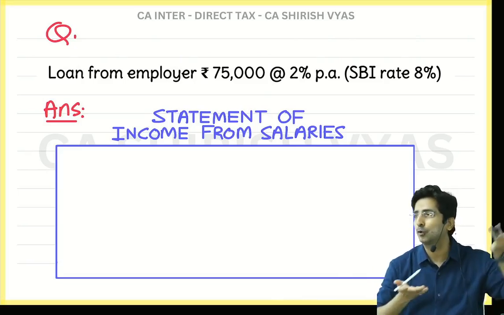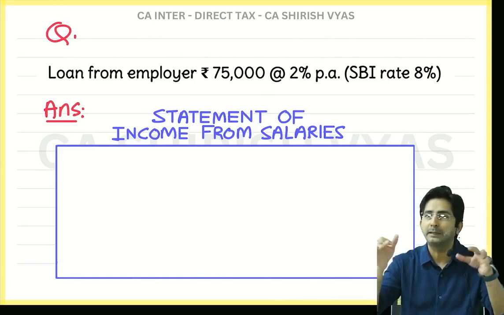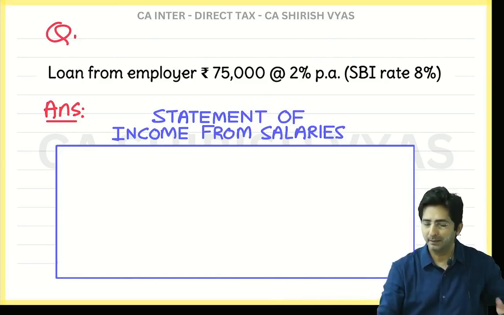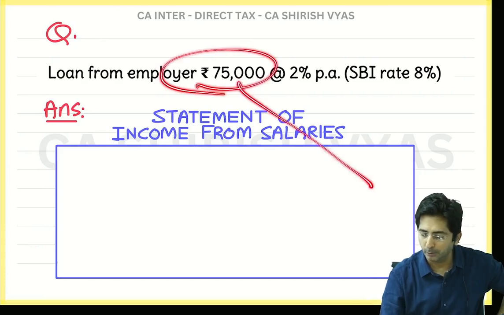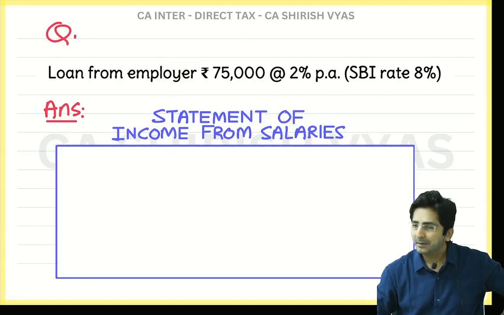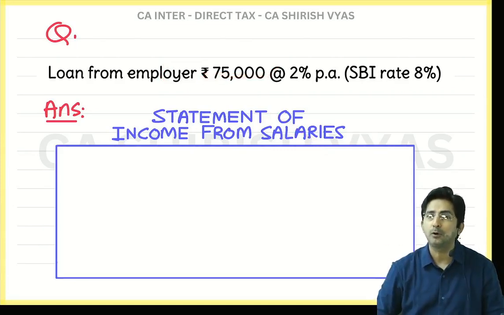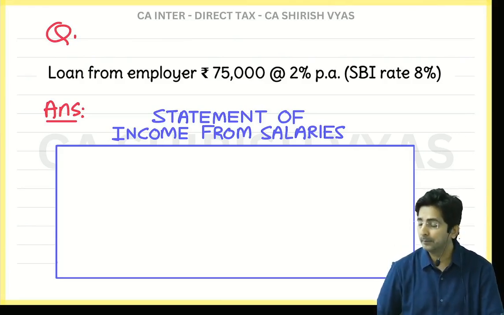I have seen in so many years of teaching, people write whatever amount they see in the question. They write the loan amount over here. Loan is income or liability? So I am not interested in writing the loan amount. I want to write the interest benefit. So tell me, what is the interest benefit?